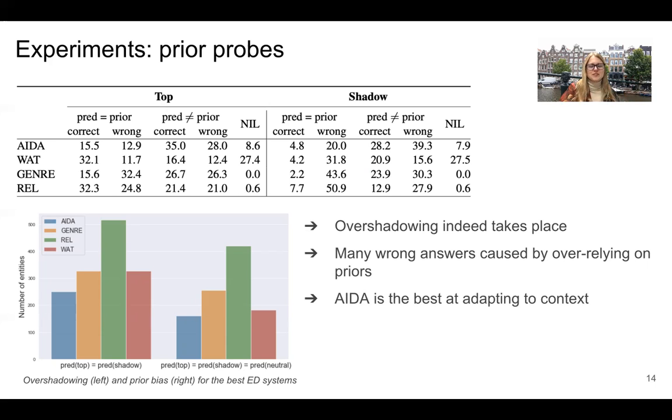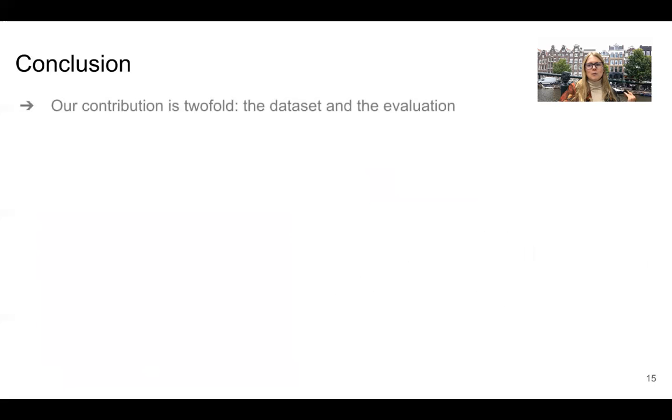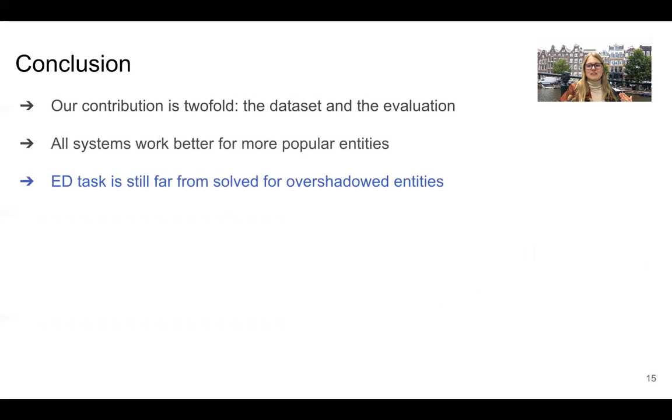if we want to cover this case of entity disambiguation. So we introduce a new dataset and we perform the evaluation of entity disambiguation using this dataset. We show that for overshadowed entities, the task of entity disambiguation is still not solved. And our dataset can be used in future research on this topic, and we hope to stimulate future research into the topic of overshadowed entities.